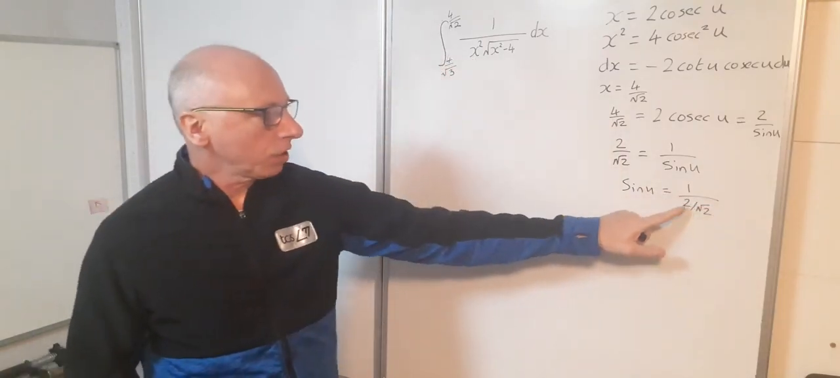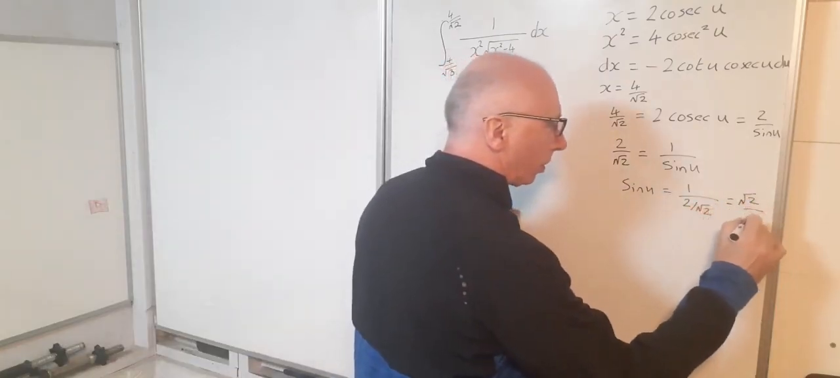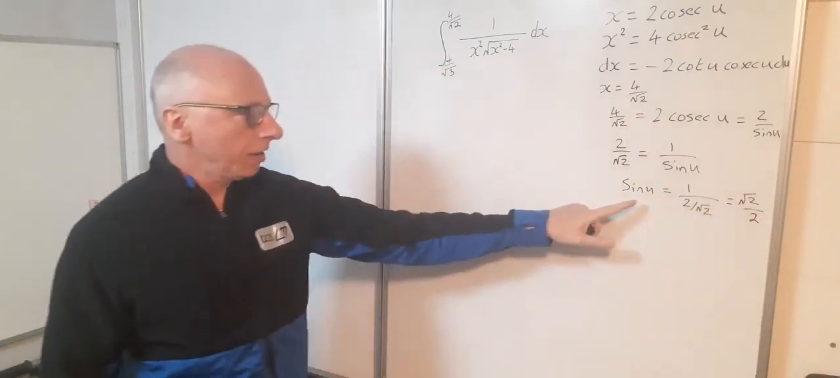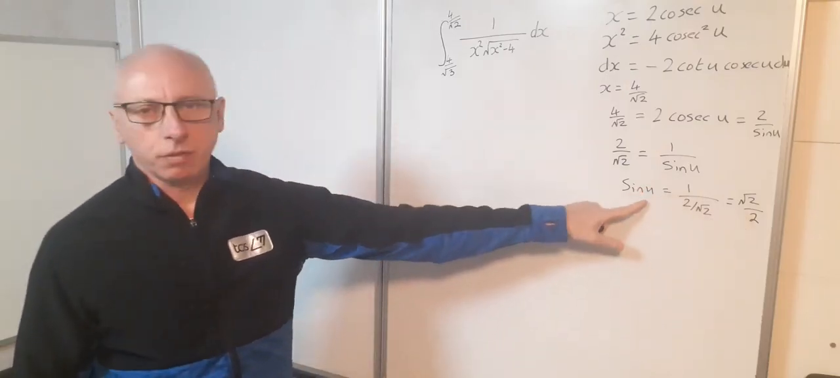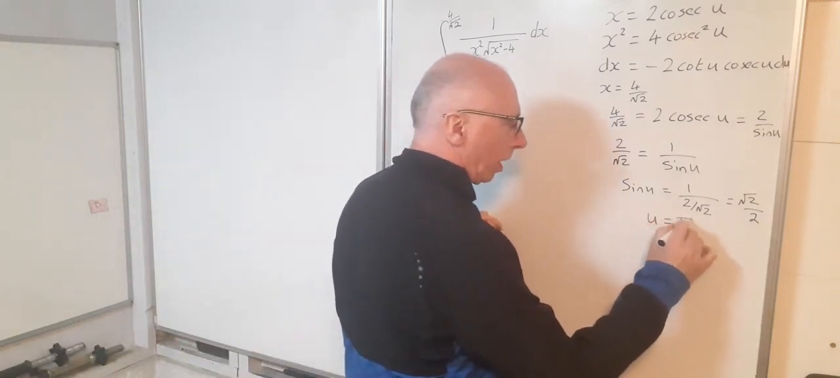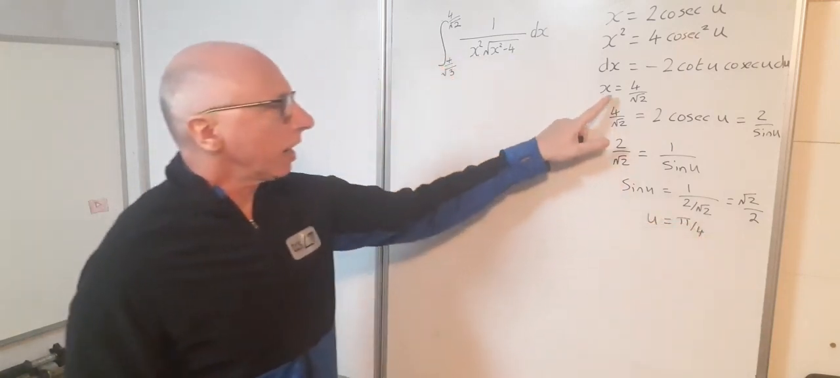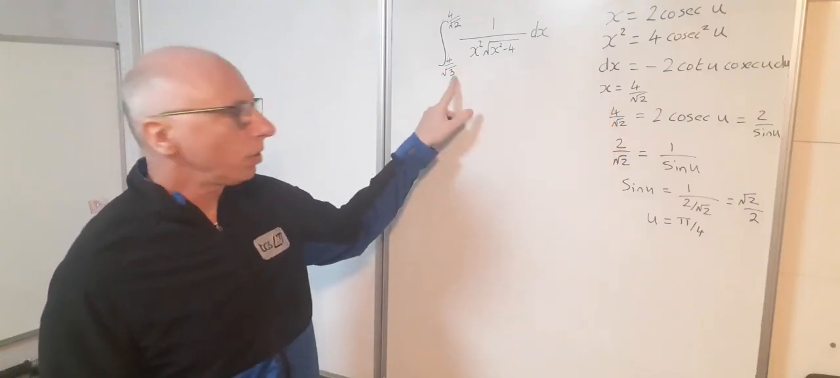What I can do with that is just bring the root 2 onto the top. So that is root 2 over 2. And then I know from there, if sine of u is root 2 over 2, my principal value for u is going to be pi over 4. So u equals pi over 4. That's the case for this one. That's quite a lot of work to do there. So now we need to do this one.